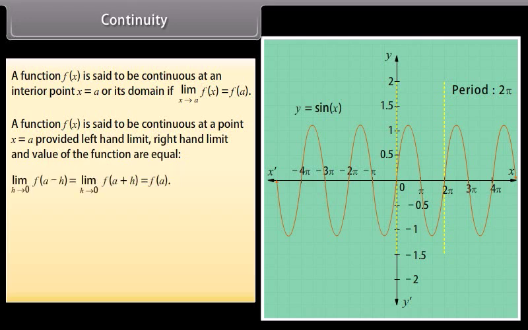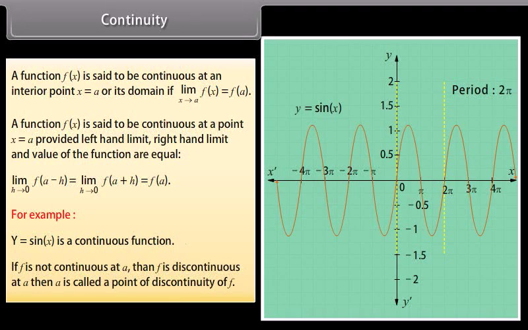Limit as h approaches 0 of f(a minus h) is equal to limit as h approaches 0 of f(a plus h) is equal to f(a). For example, y = sin x is a continuous function. If f is not continuous at a, then f is discontinuous at a, and a is called a point of discontinuity of f.